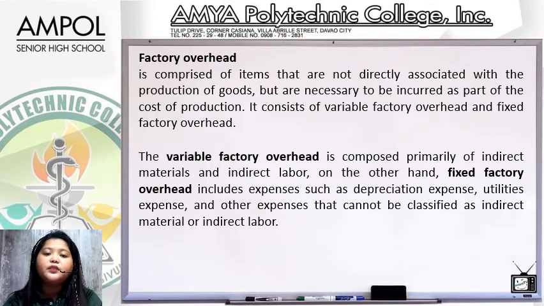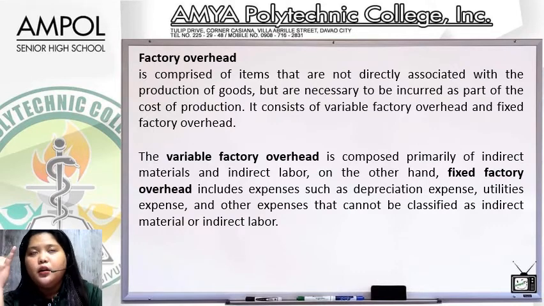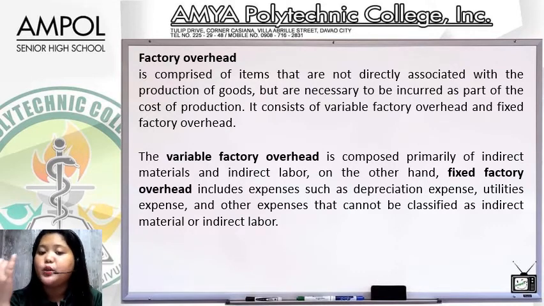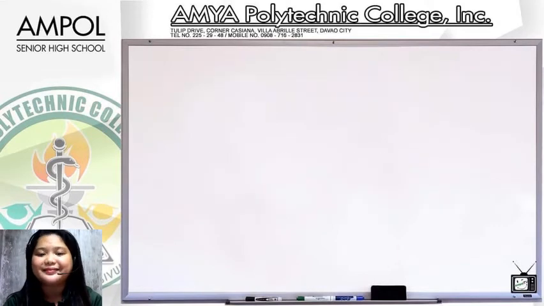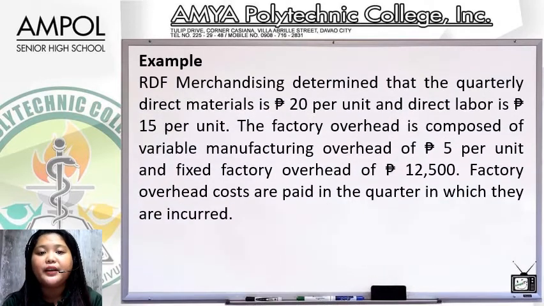So, variable factory overhead is composed primarily of indirect materials and indirect labor. On the other hand, fixed factory overhead includes expenses such as depreciation expense, utilities expense, and other expenses that can be classified as indirect material or indirect labor. And we have an example.